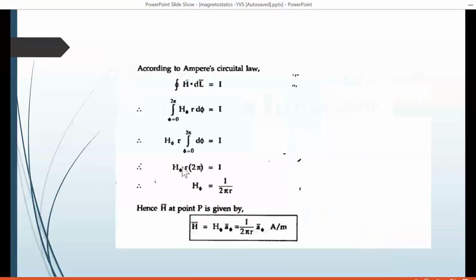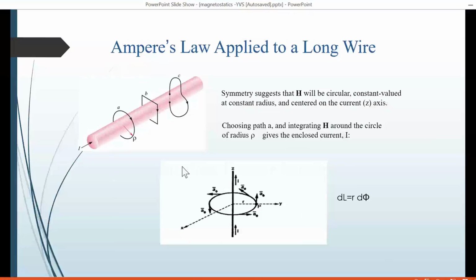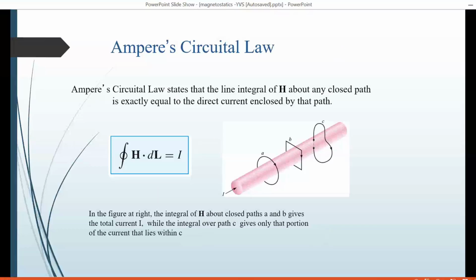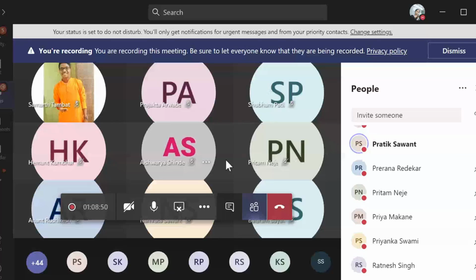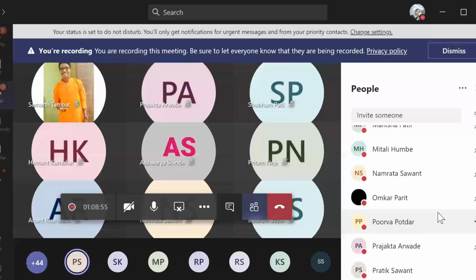Understood this? Hello everyone. Hello. Okay, Pratik, Prerna. Hello. Yes, ma'am. Yes, Pratik. Have you heard it properly?